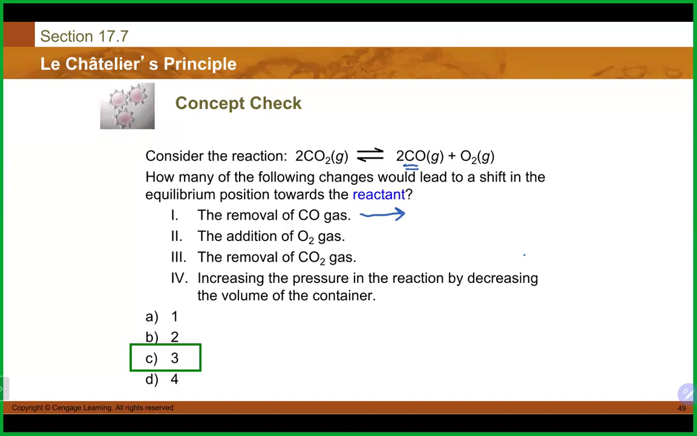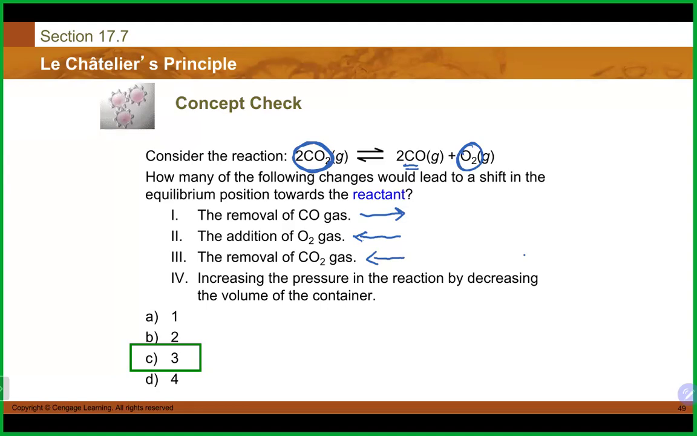If we add more O2, O2 is a product. When we add it, we'll go away from the side we added it to. So that should cause it to shift to the left. So that would do it, right? If we remove CO2, like causing a hole over here on the left-hand side, when we remove it, it goes towards it. So that will cause it to shift to the left. So that also would cause more reactants.